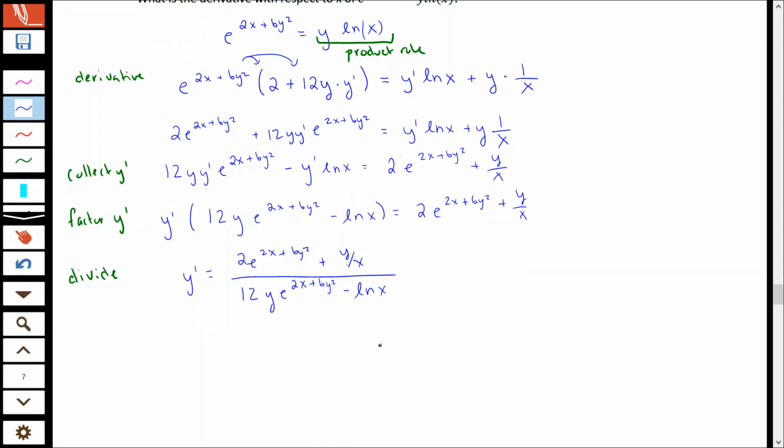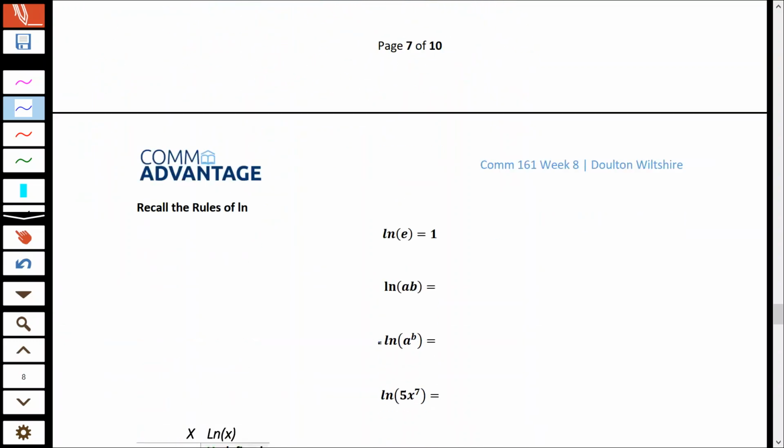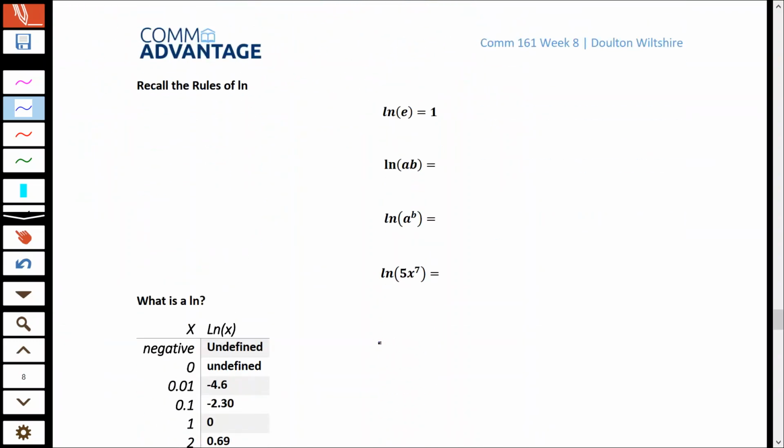So one of the things that we're going to use implicit differentiation with is in combination with logarithmic differentiation. So we just want to recall some of the rules of ln. And so ln, if I take the ln of e and I put this in my calculator, I'm going to get back 1. If I take the ln of two numbers being multiplied together, this becomes ln of a plus ln of b. So if I have ln of 6, that is the same thing as ln 2 plus ln 3.